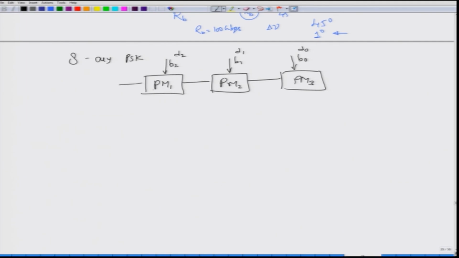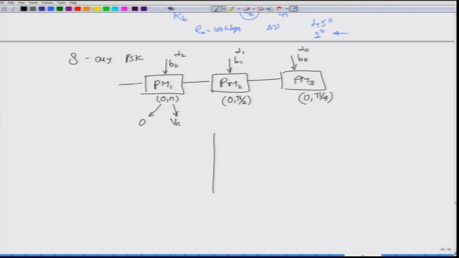You configure the first phase modulator to give you phases of 0 and pi. Remember how to do this one? This is by sending a 0 voltage signal. To obtain a pi phase shift, you have to send in V pi. Okay. Similarly, you configure this phase modulator to give you 0 and pi by 2, and this one to give you 0 and pi by 4.